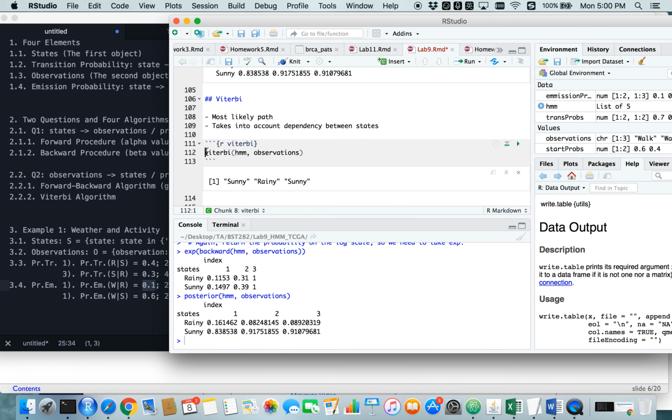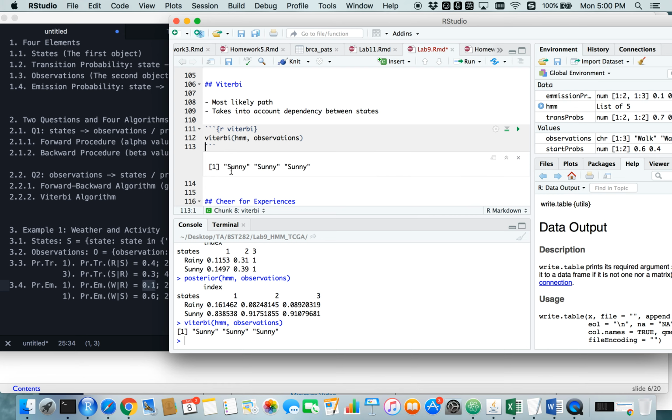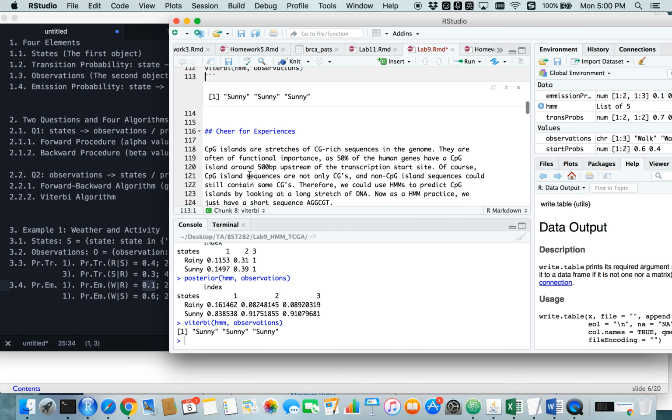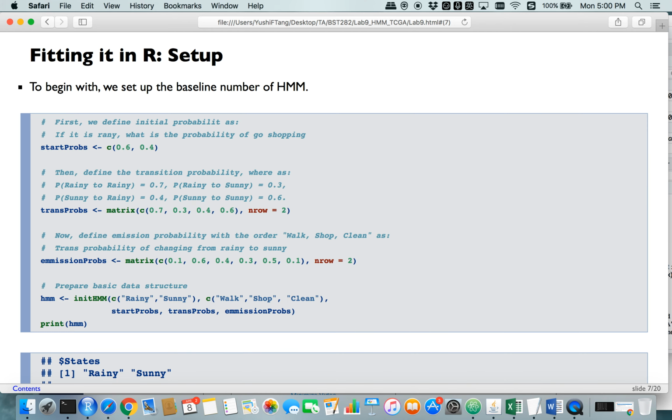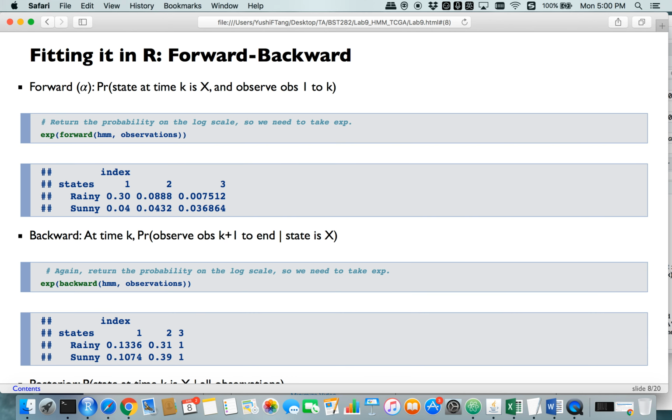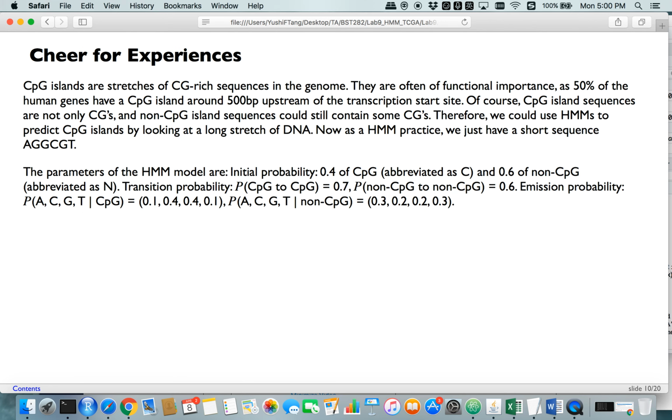So what's the result for the Viterbi? Cool, it also predicts all these 3 days as sunny. Great, so that's the first question. And then the second question is quite similar to your homework.